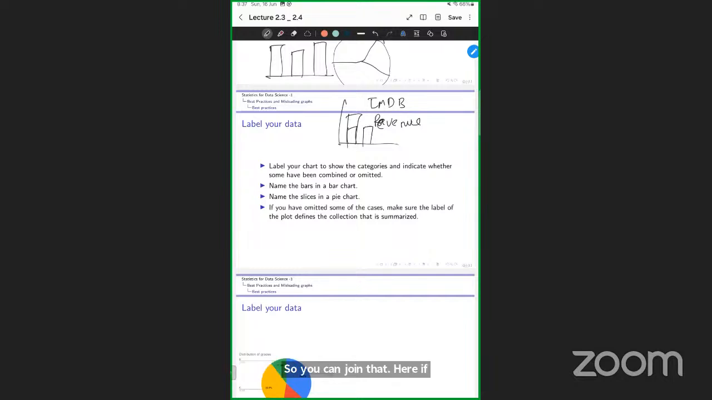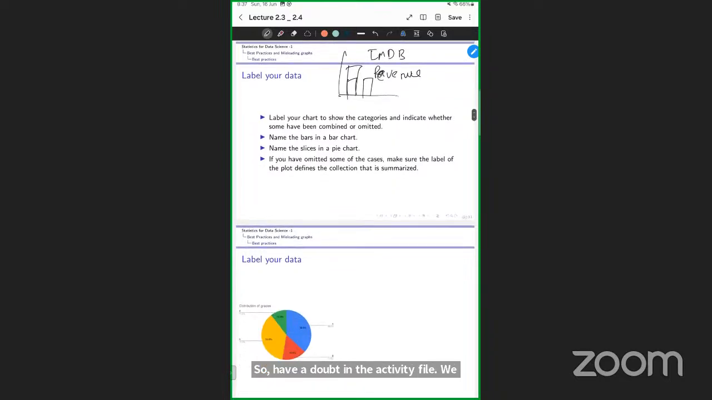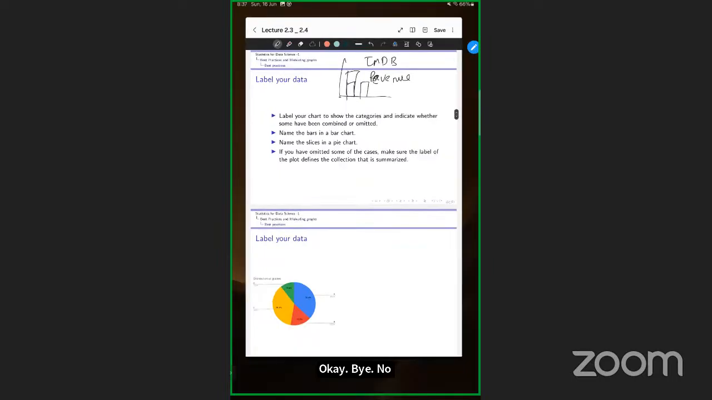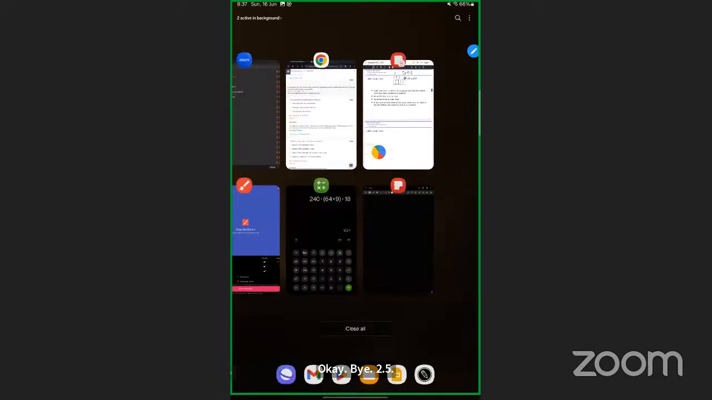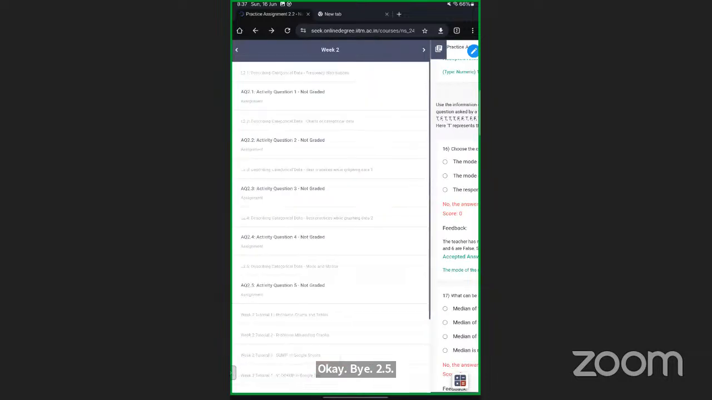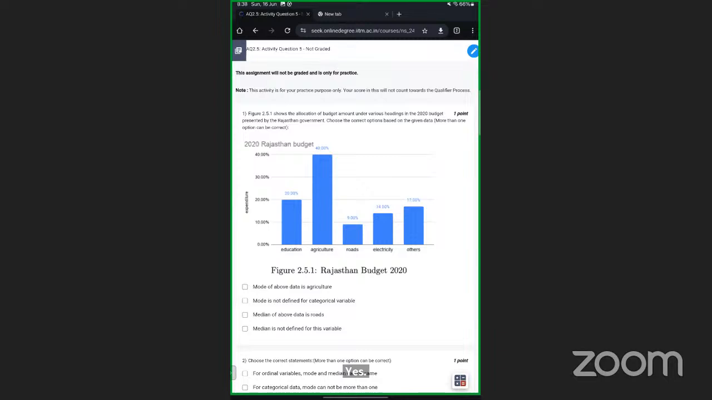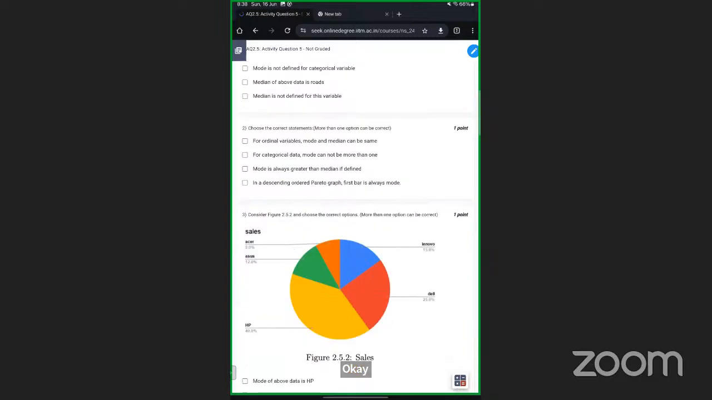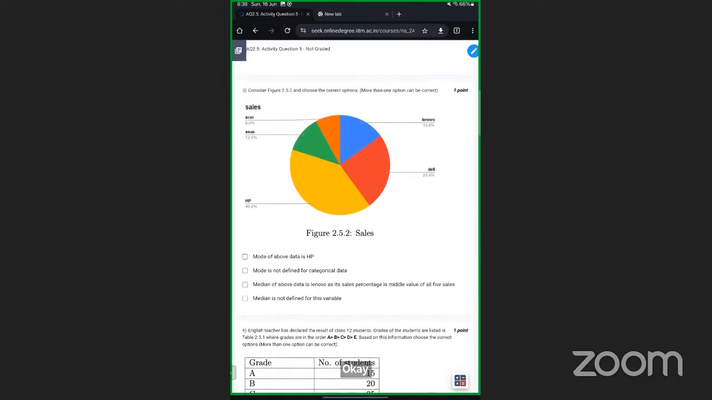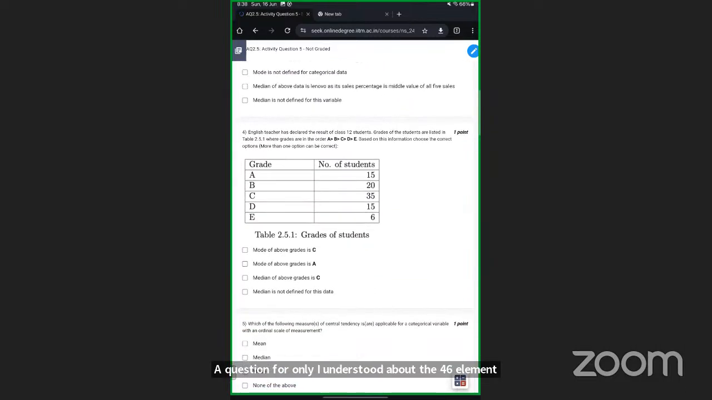Just go ahead. I have a doubt in activity 5, Week 2, activity 2.5. Question 4 only. I understood the 46th element concept, but I didn't understand how you knew that C was the 46th element.